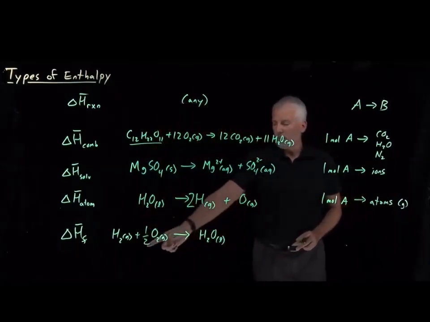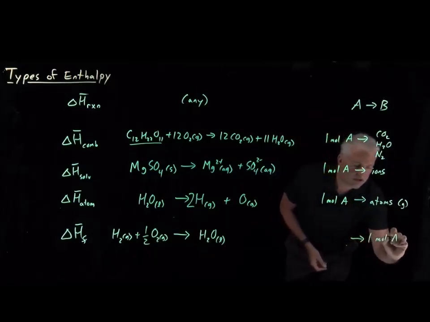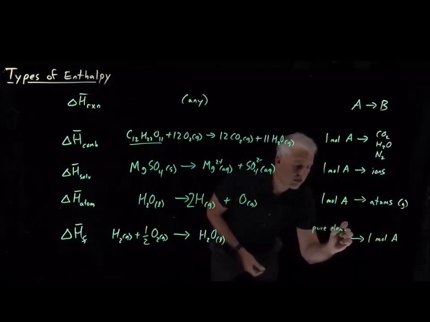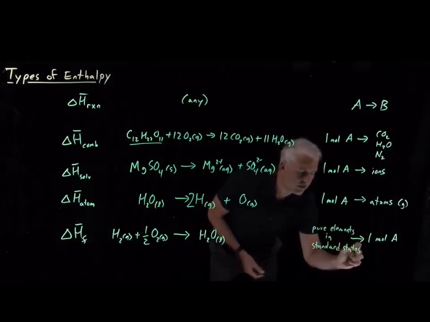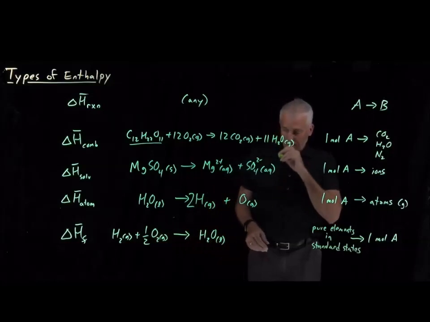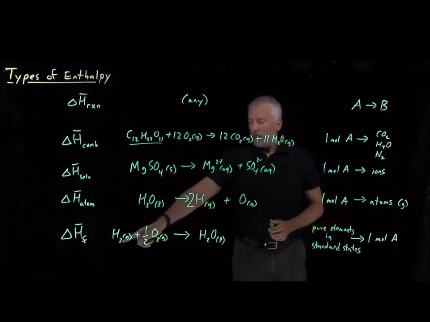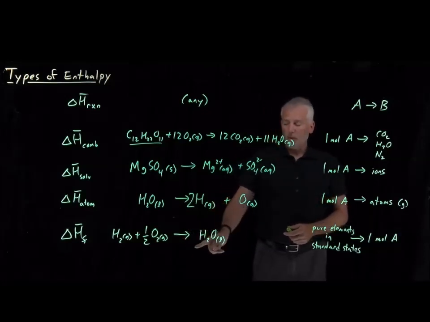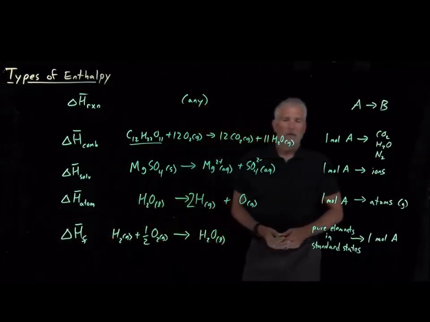And notice I've had to balance it with fractional coefficients because I specifically want to form 1 mole of the substance I'm interested in out of pure elements in their standard states, meaning the states they would have at typically 273 Kelvin and 1 atmosphere pressure. So elements in their standard states would be gaseous hydrogen and oxygen. The delta H, or the enthalpy change associated with forming 1 mole of water out of elements in their standard states, that would be called the molar enthalpy of formation.